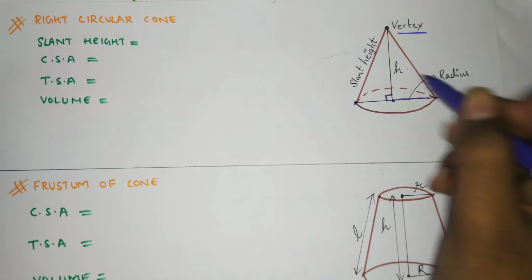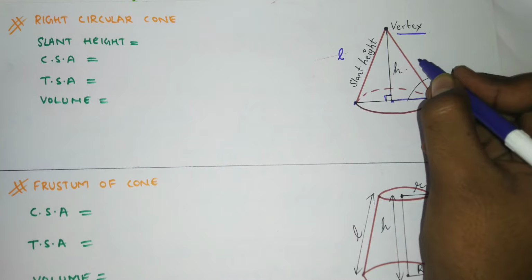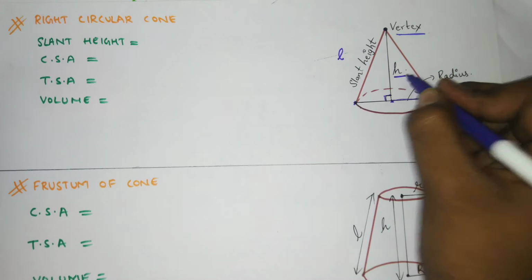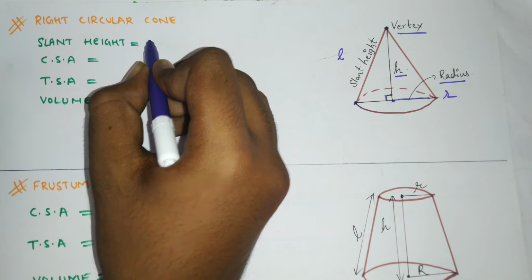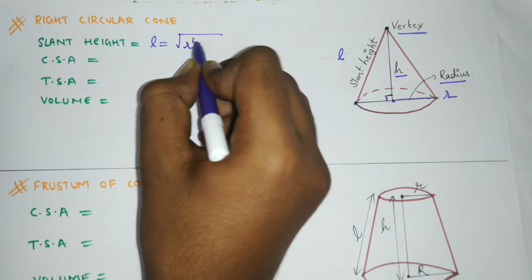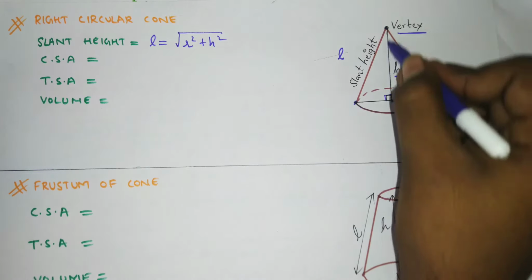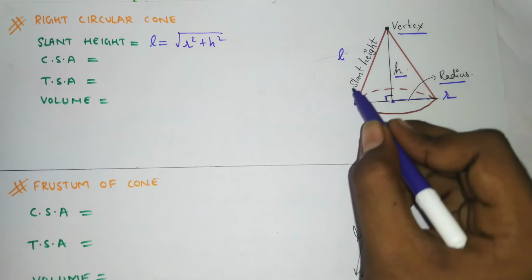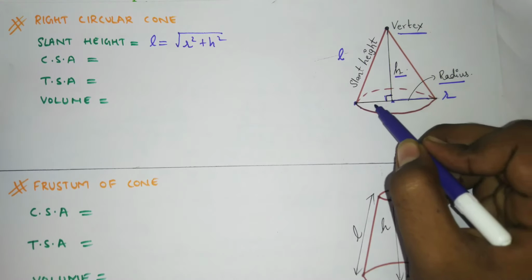So radius I will consider as small r, slant height I will consider as L, and height is H. Now what is the slant height? Slant height is given as L, which is equal to the square root of r square plus h square. That means we have to apply the Pythagoras theorem here. This is a right angle triangle, so from this, if you apply the Pythagoras theorem, you will get L as the square root of h square plus r square.